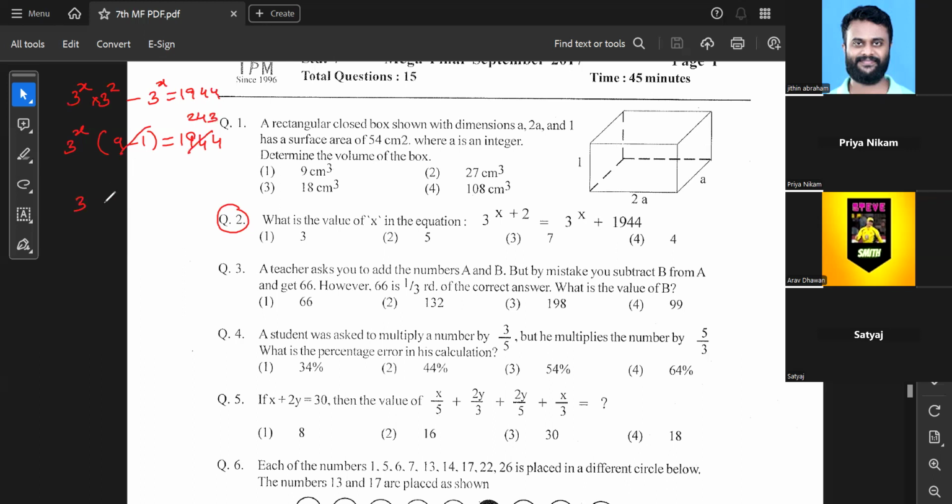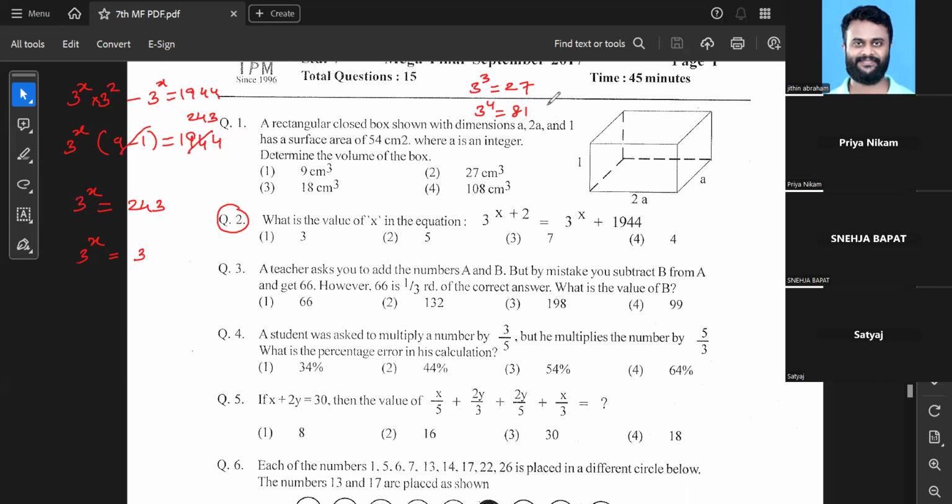Now 3 raised to x on one side, 243 on the other side. This 243 is obviously 3 raised to something, so you have to check what is it. 3 raised to 5, absolutely correct. Because everybody knows 3 raised to 3 is 27. So from there you start. 3 raised to 3 is very easy to remember. 3 raised to 4 is also easy to remember. How did you get 243? 1944 divided by 8. 9 minus 1 is 8. And hence 3 raised to 5 is 243. That gives you x is equal to 5.